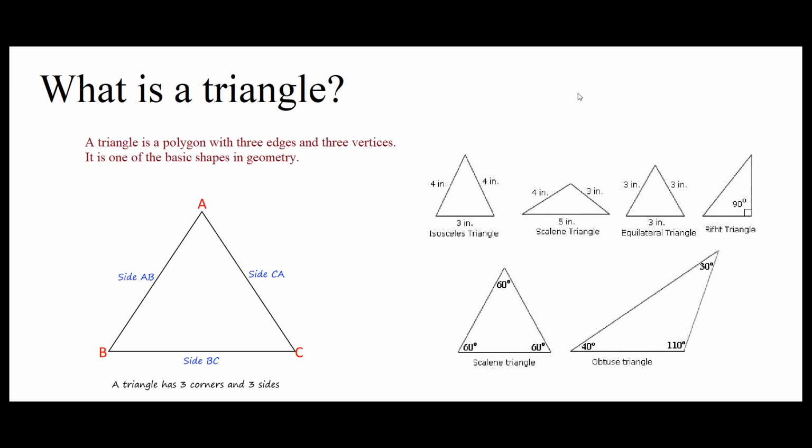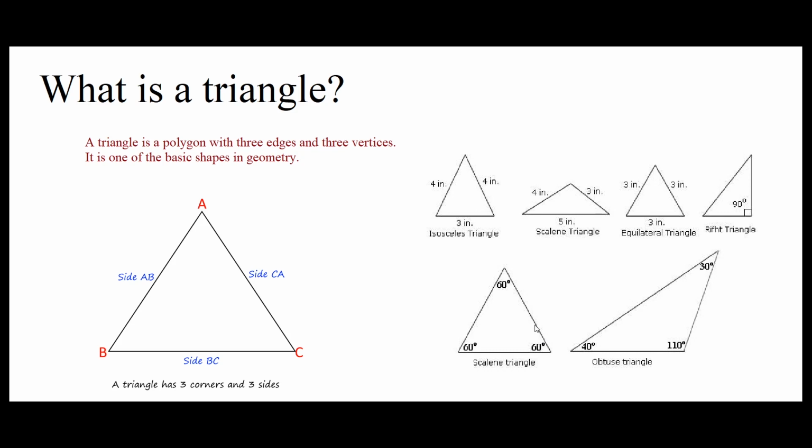First of all, what is a triangle? Well, the dictionary would define it as a polygon with 3 edges and 3 vertices. It's one of the basic shapes in geometry. And yeah, that is pretty much it. But we do see different types of triangles based on different side lengths or different angle measures, and that will affect the math or trigonometry we do with these triangles.